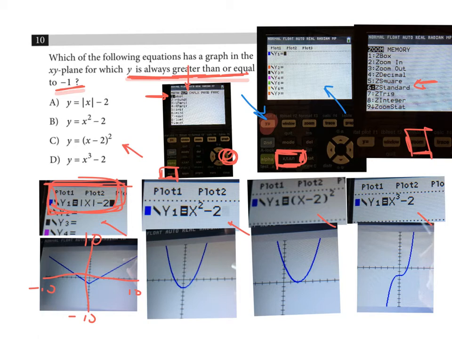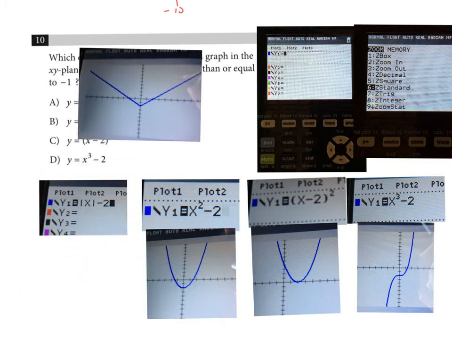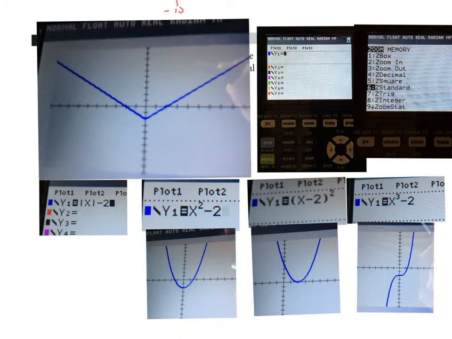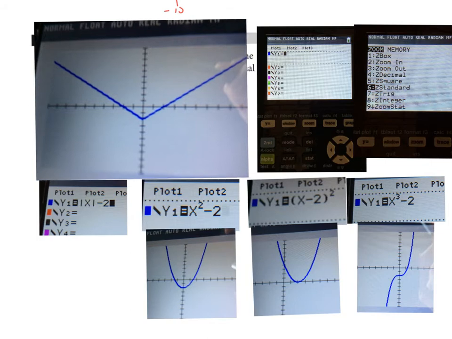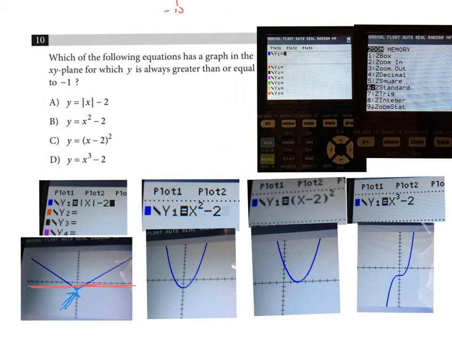Now we're looking for the equation where y is always greater than negative 1. So let's look at all these equations so I can show you what that means. Here's the first graph, and they want y always greater than negative 1. Well, here is negative 1 on the y-axis, one unit down from the origin. So here is the line y is equal to negative 1. And if you notice, this particular equation goes underneath y equals negative 1 in this middle section. So that's why the first one, absolute value of x minus 2, is not the answer, because there's a section where the graph goes underneath y equals negative 1.